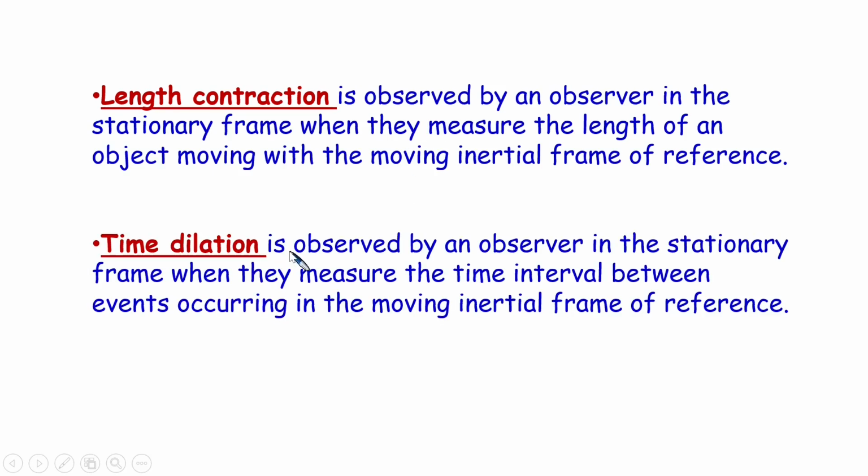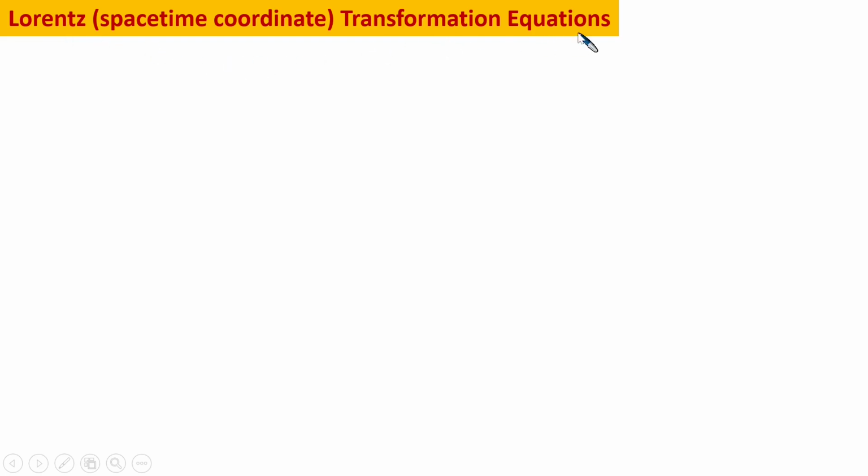So time dilation is observed by an observer in the stationary frame when they measure the time interval between events occurring in the moving inertial frame of reference. So in the moving inertial frame, when he measures the time there, he finds that the time has dilated. That is delta t prime is equal to gamma delta t, where gamma is greater than 1. Okay, now let us talk about the Lorentz transformation equation.